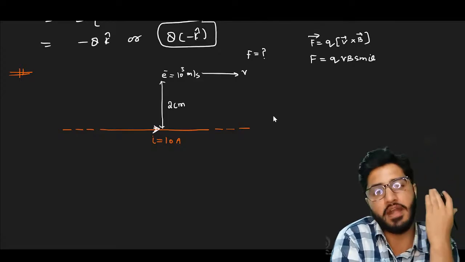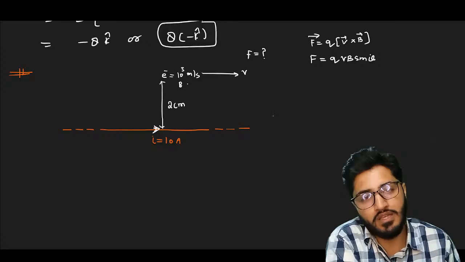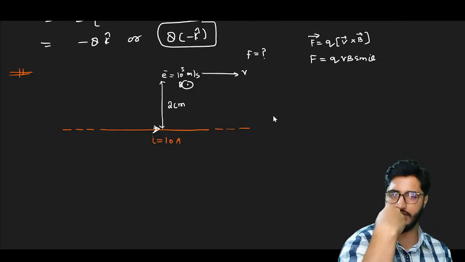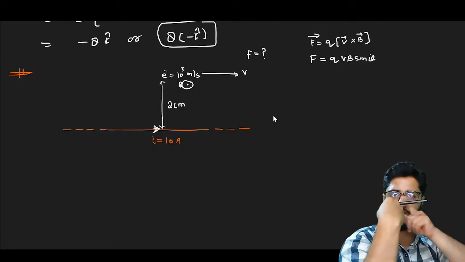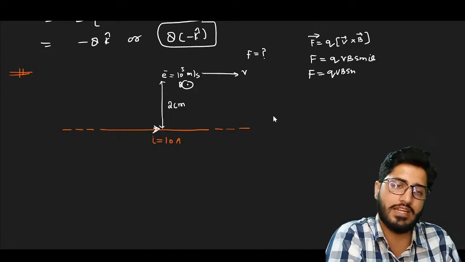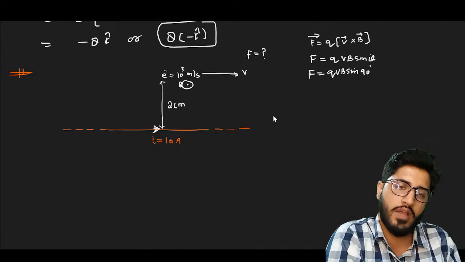You can see my magnetic field is outside, so B is outside. The velocity is in this way, so the angle is 90 degree. So force comes out to be Q V B sin 90. I can write F equals Q V B only.